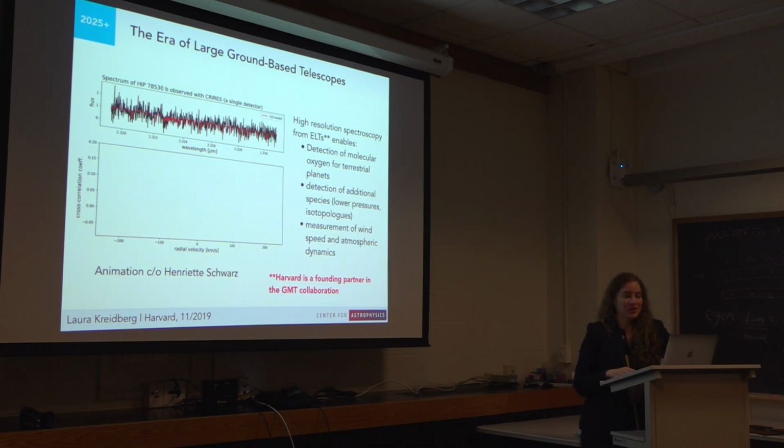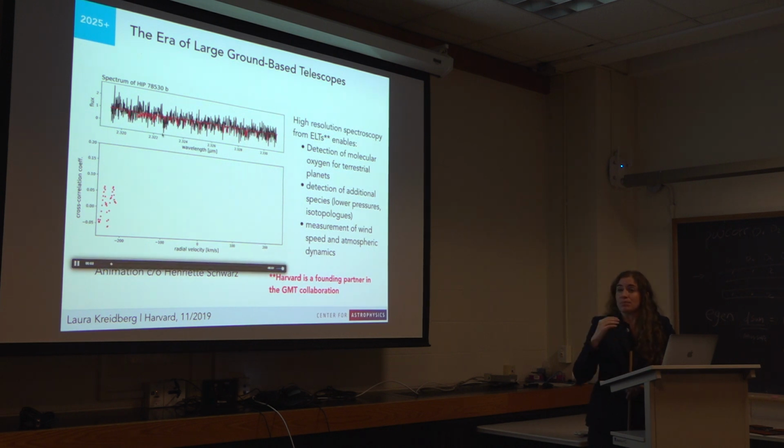I also want to talk about what can be done from the ground. The idea here is that observing exoplanet atmospheres from the ground is hard because our own atmosphere is in the way. But you can get around this by going to very high spectral resolution, where the spectrum of the planet is actually Doppler shifted as it moves through its orbit. And you can use that fact to differentiate between spectral features from our own atmosphere compared to the planet.